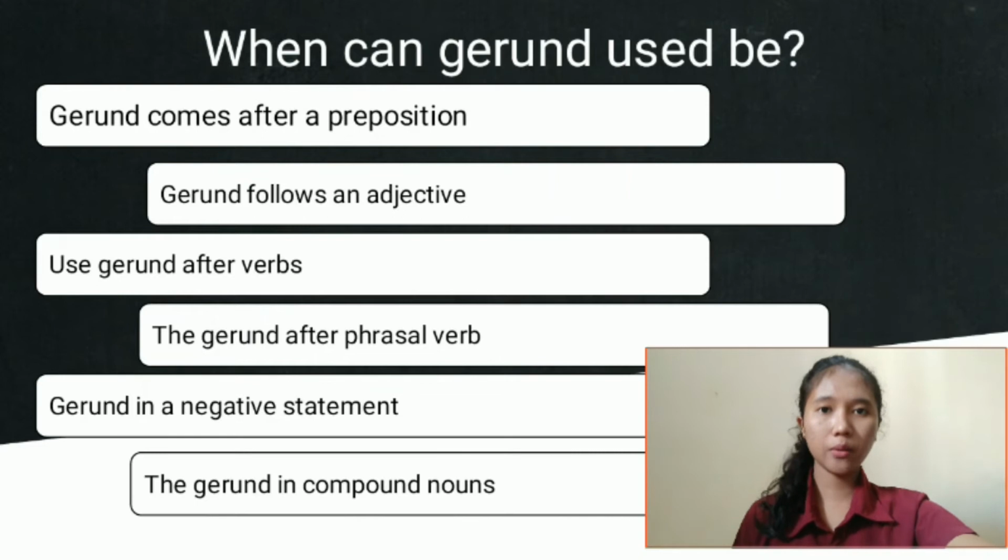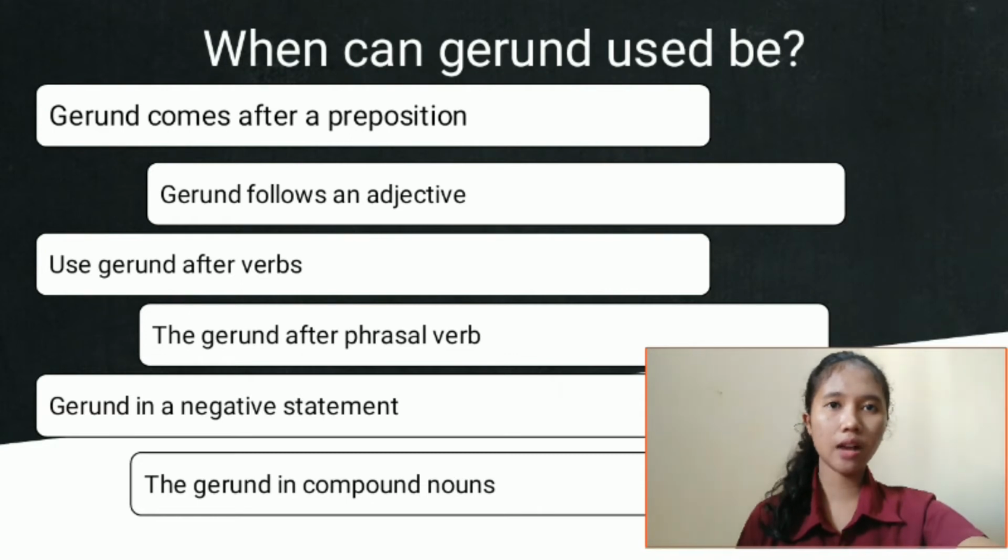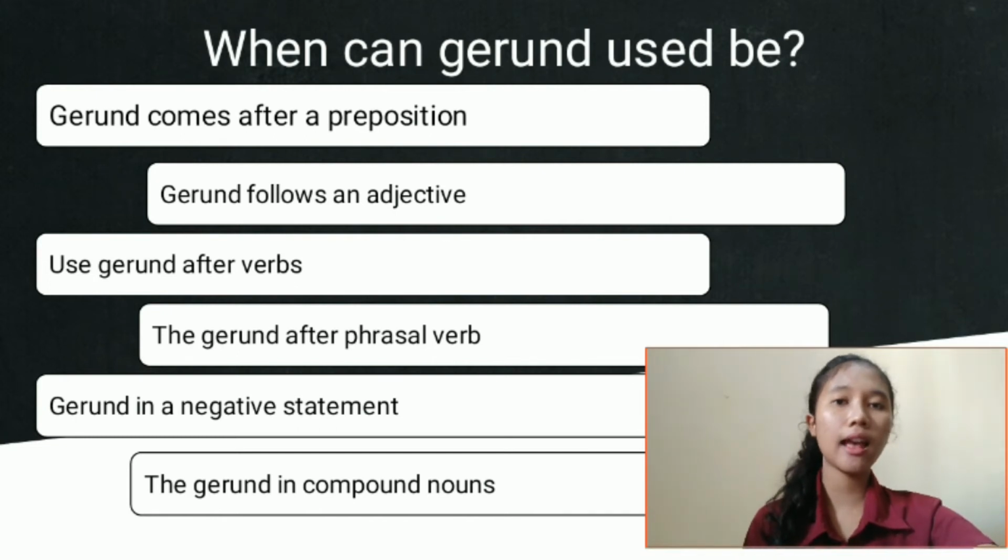Have you ever thought about when a gerund can be used? I will give the explanation. For the first, gerund comes after a preposition. The gerund must be used when a verb comes after a preposition. Prepositions like on, in, at, after, before, about, for, by, and the others are followed by the gerund.